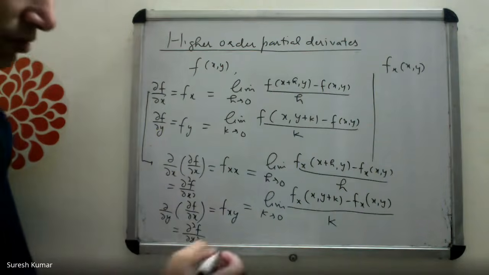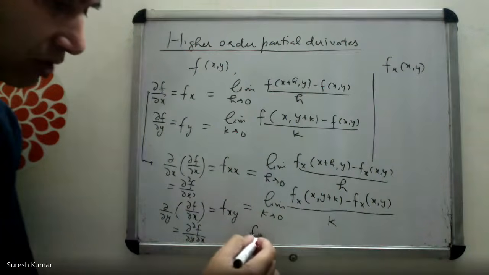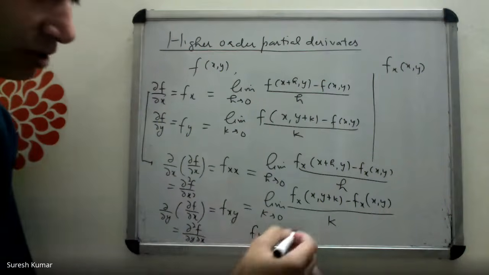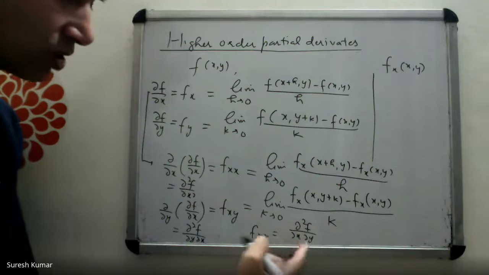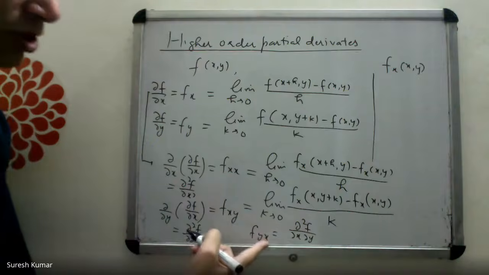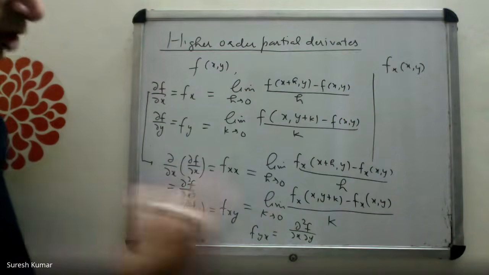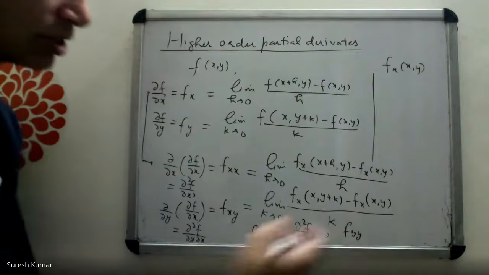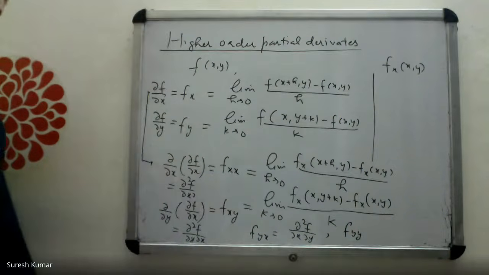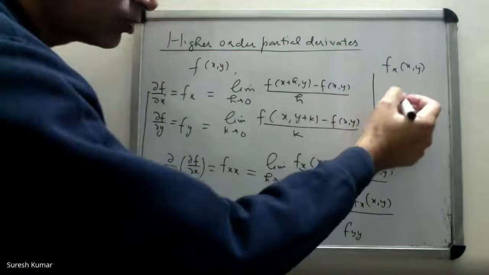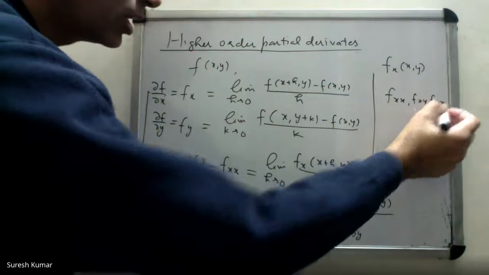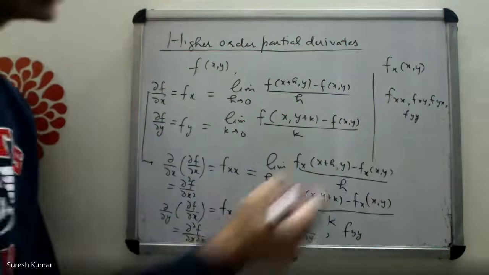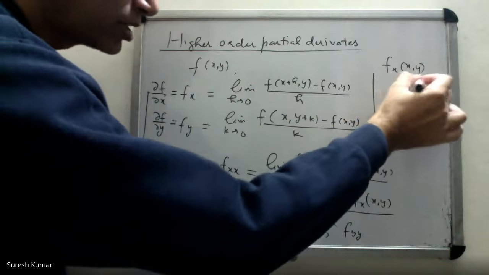Okay, same way you can define f_yx. This time the order is different. This is partial 2 f over partial x partial y. It means first differentiate with respect to y, then with respect to x. And one more, f double y. f double y means two times partial derivative with respect to y. So for a function of two variables, there are 4 second order partial derivatives, f double x, f_xy, f_yx, and f double y. And there are 2 first order partial derivatives, f_x and f_y.